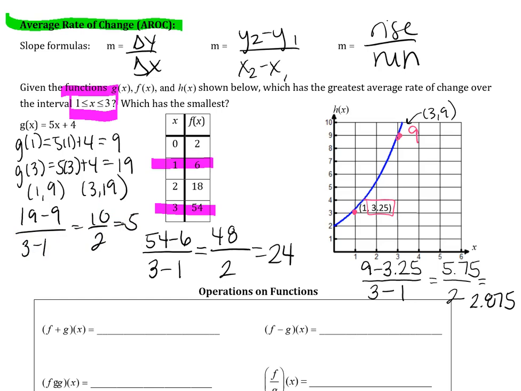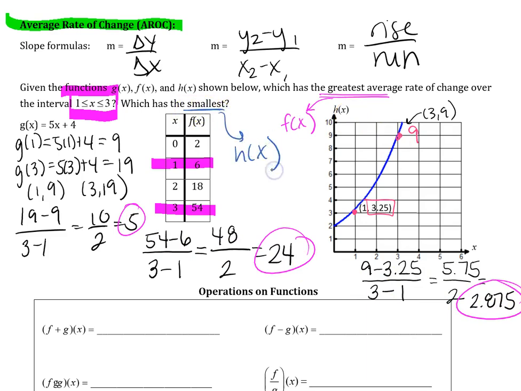So the question is, which has the greatest average rate of change? So the greatest would be the largest number, right? So I'm comparing these values. f of x is the largest. Who has the smallest? 2.875, so that would be h of x. Done. And this typically shows up as like a 4-point question on a Regents exam, so really good to know.